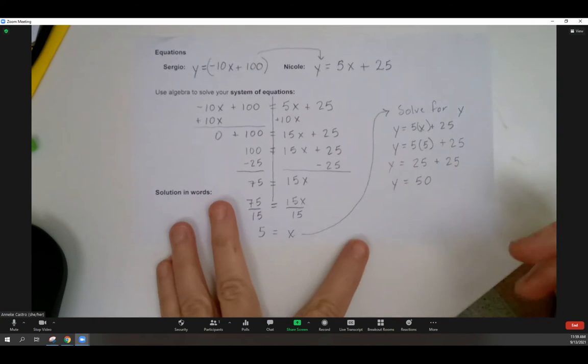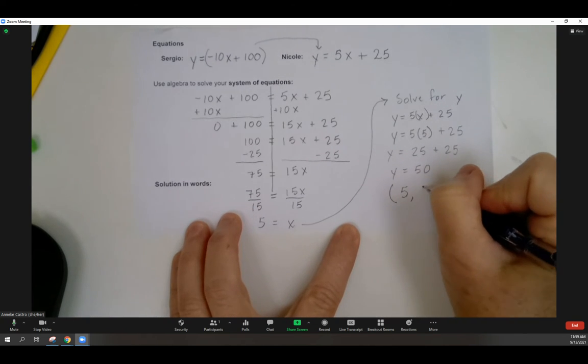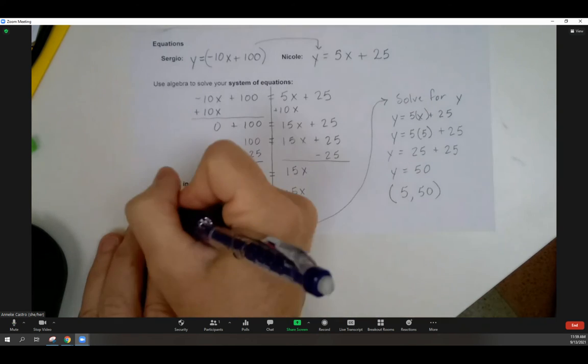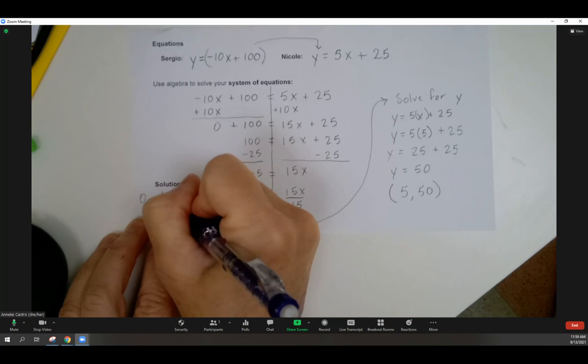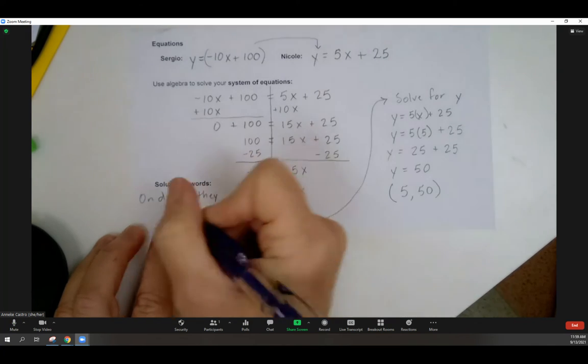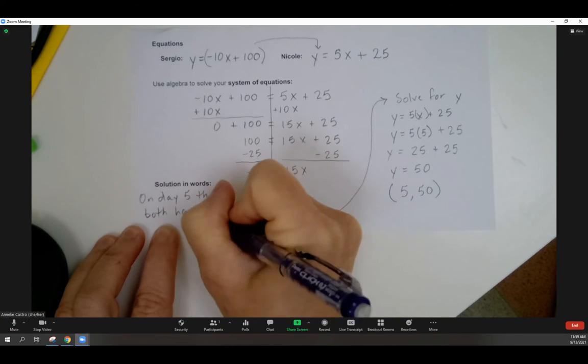So we can write the solution as a coordinate pair. The x always goes first, and then the y. But we're also going to write it as a sentence. So on day 5, they both have $50.